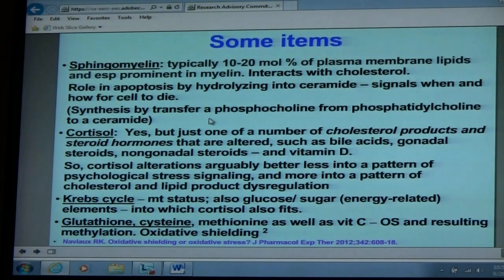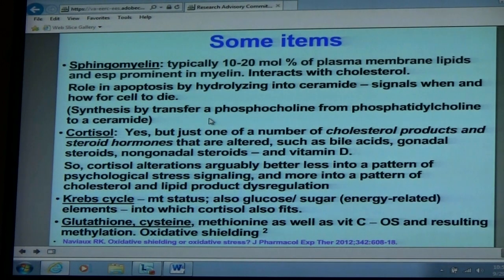And kind of relating it to some of these other compounds, it is synthesized by transferring a phosphocholine from this phosphatidylcholine to ceramide. And I want to separately mention cortisol, which relates, of course, to a lot of Nancy Klimas's work. She's shown alterations in hormones, including cortisol. And for those who think of cortisol as reflecting sort of a stress hormone in this setting, it's relevant to point out that it's just one of a large number of cholesterol products and steroid hormones that are altered in Gulf War illness, including bile acids, gonadal steroids, non-gonadal steroids, and vitamin D. And one can observe that cortisol alterations arguably better fit into this pattern, not of psychological stress signaling, but into a pattern of cholesterol and lipid product dysregulation.